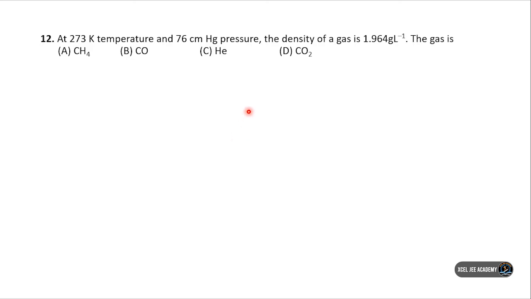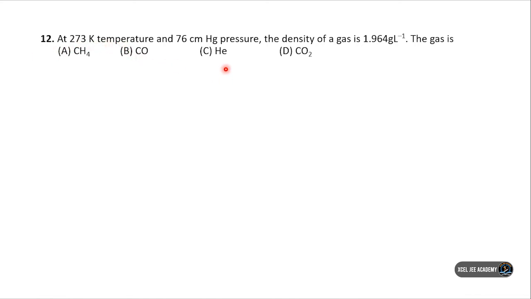In this question we have to find that out of these four options, that is these four gases, which is the gas that is present in the system which has density of 1.964 gram per liter and has a pressure of 76 centimeter of Hg and temperature is 273 Kelvin.